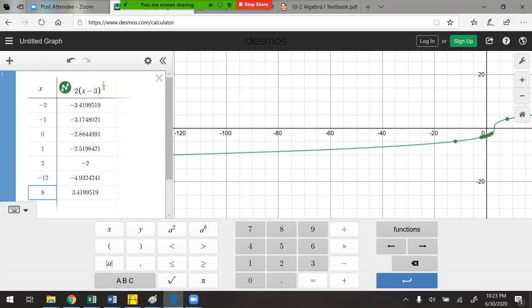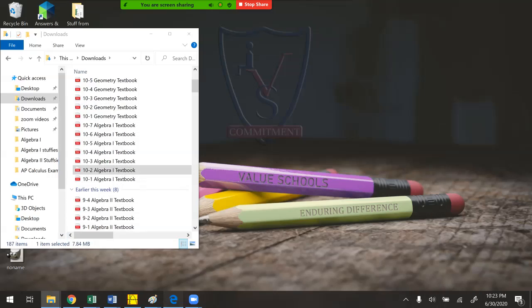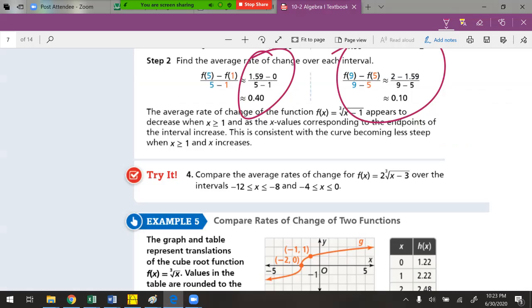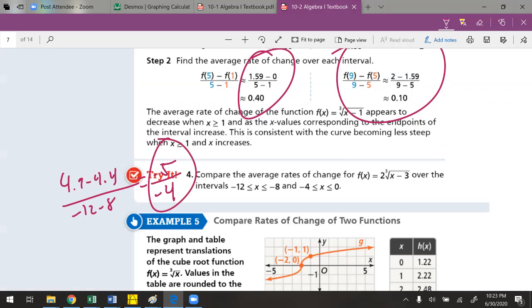So at -12, -8, there you go. Notice how it's going to be a bigger slope. It's 8 actually. There we go. There, it's actually going to be a big comparison. So 4.9 and 4.4. So at 4.9 and 4.4, here we go. 4.9 minus 4.4 over -12 minus 8, that is going to be 0.5 over -4.